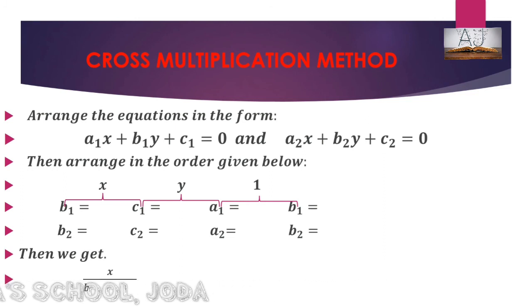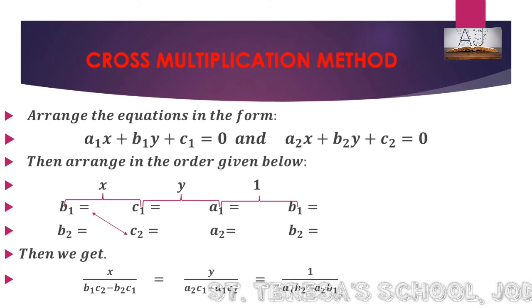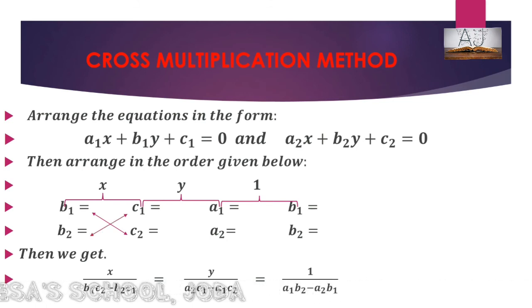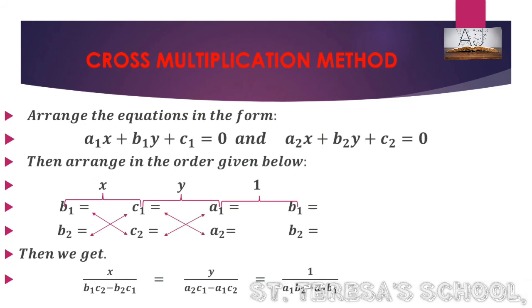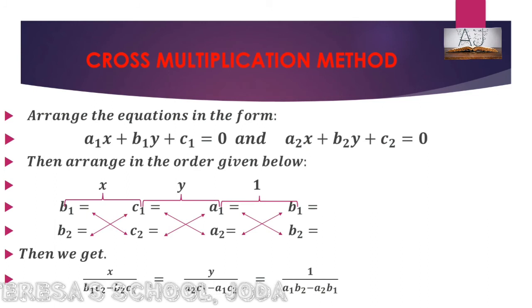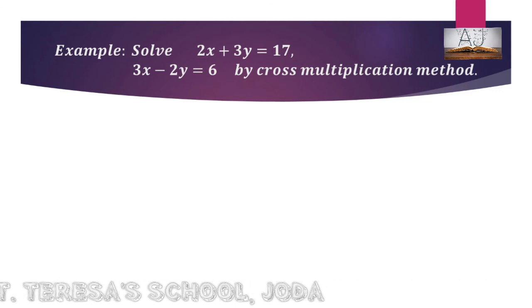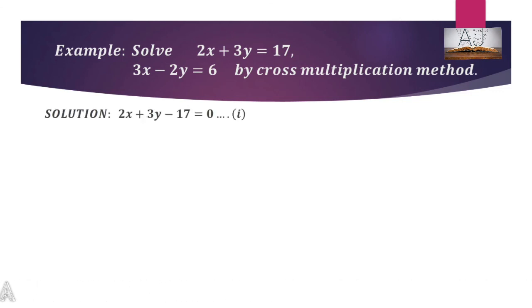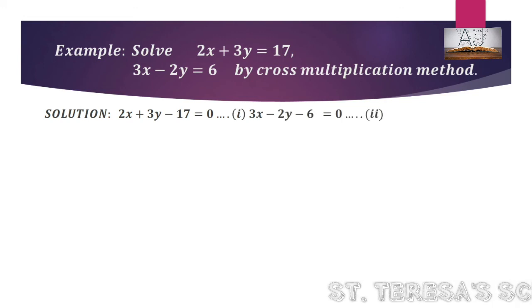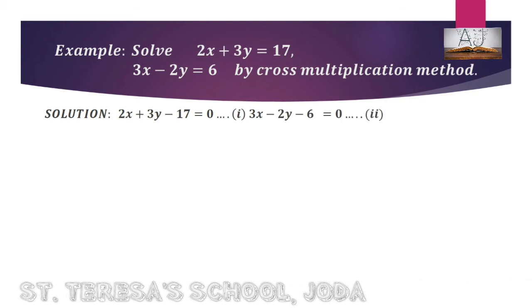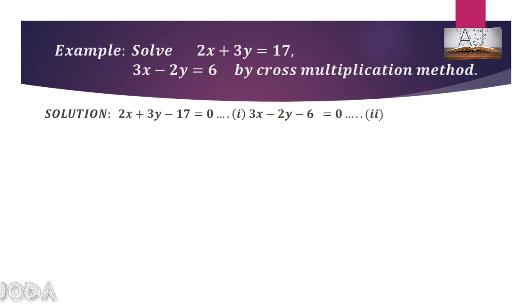Then we will put it in the way by cross multiplying and subtracting like this. b1 c2 minus b2 c1, y by a2 c1, okay, minus a1 c2, and then 1 by these two. So after that we can do. So let us see an example, okay, by how do we solve by cross multiplication method. So first of all, we need to make it in the format as I told you. So we have to bring this 17 to this side, so it comes 2x plus 3y minus 17 equal to 0, and here similarly 3x minus 2y minus 6 equal to 0.